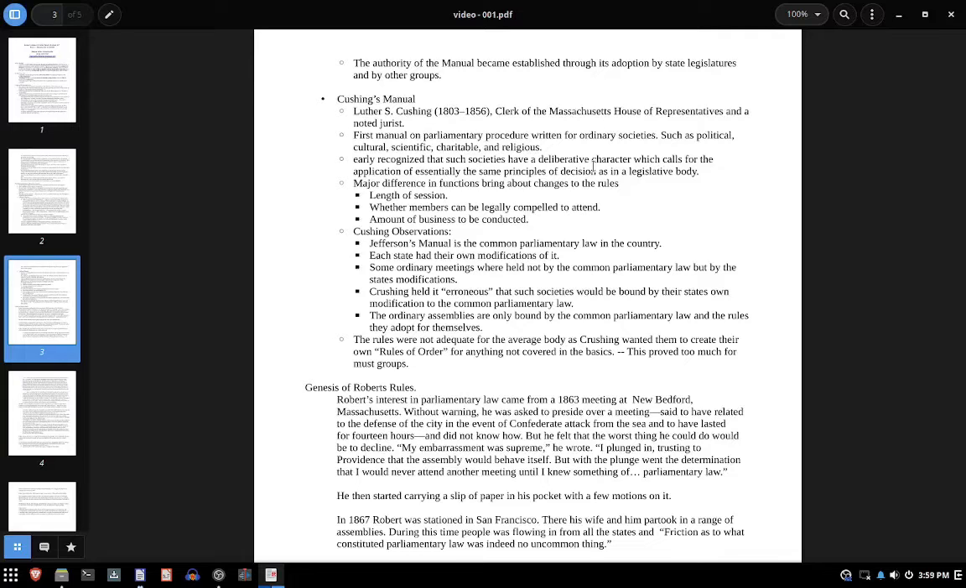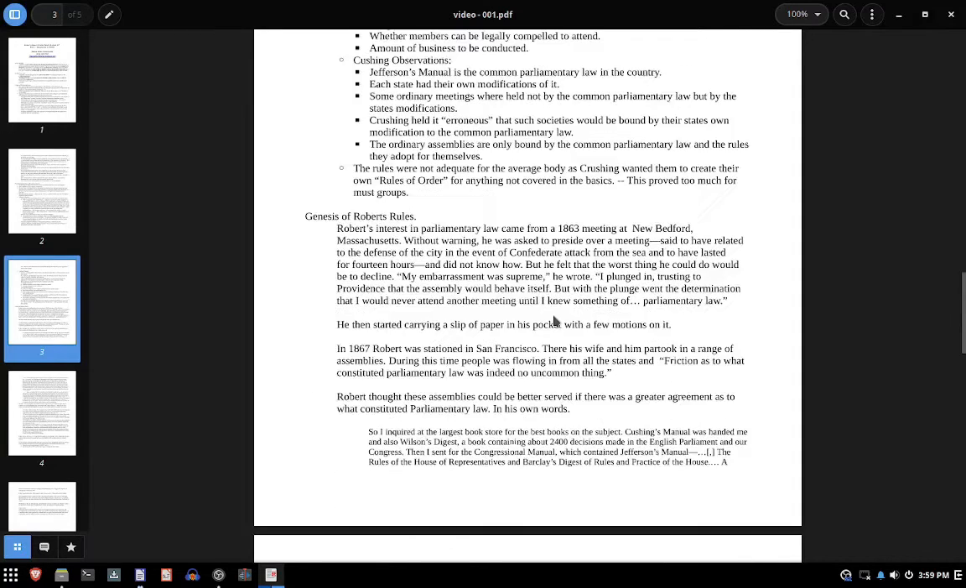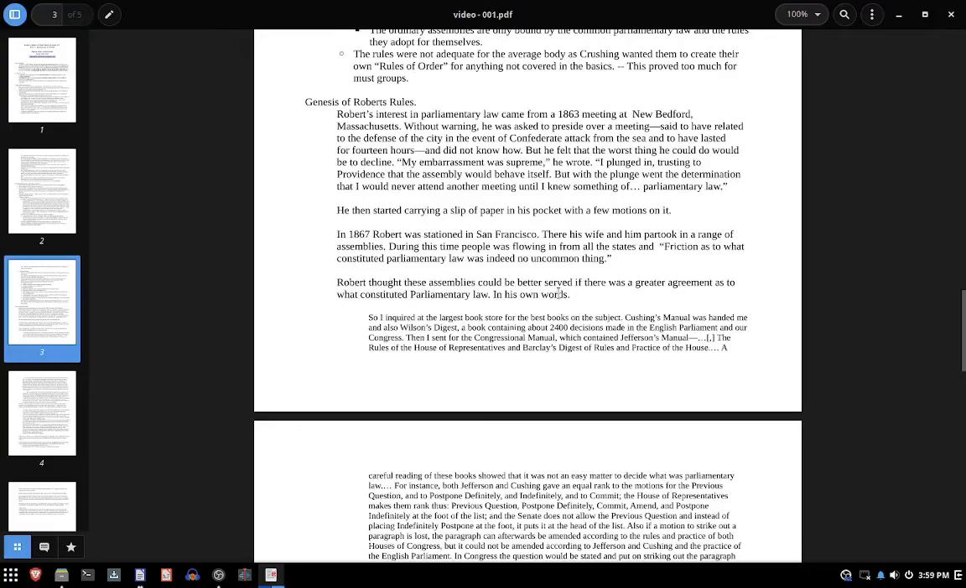And then Cushing, in his manual, wanted to give some basic procedure and leave it for the group to write their own rules of order for anything not covered in the absolute basic. But this proved too much for most groups. Now, this leads into the genesis of Robert's Rules.